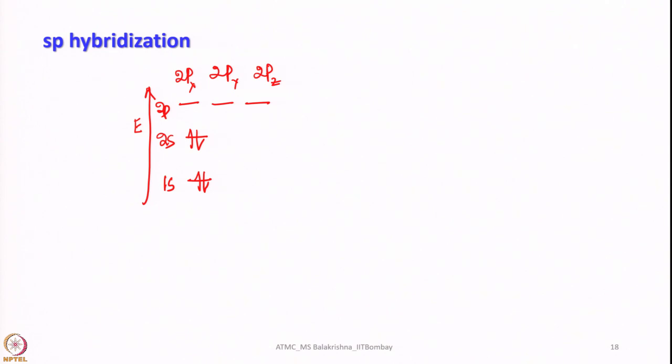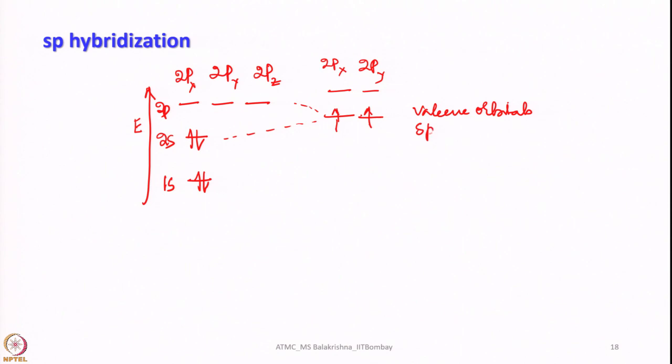Now let us try to mix the 2s, with 2 electrons, with one of the 2p orbitals, preferably pz. In that case, the other 2 unutilized p orbitals would remain the same. Here we have two electrons, which means we generated two sp hybrid orbitals having one electron each, and they are valence orbitals. Since the 1s is a core electron, it does not participate in bonding. For bonding we should consider only valence electrons, and this we call sp hybridization.